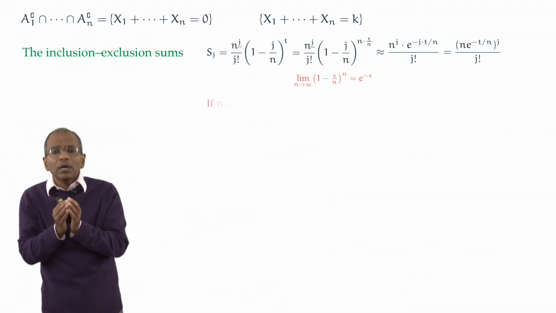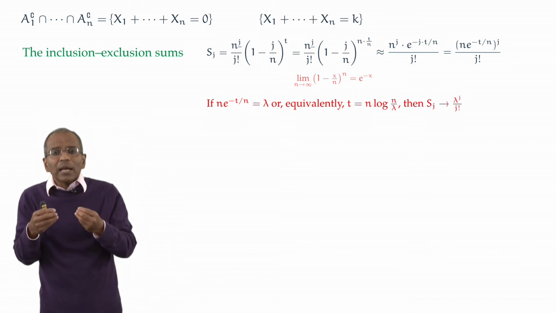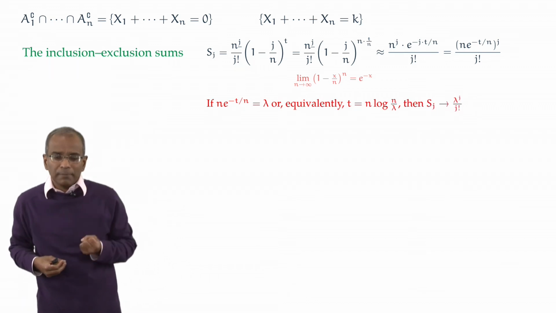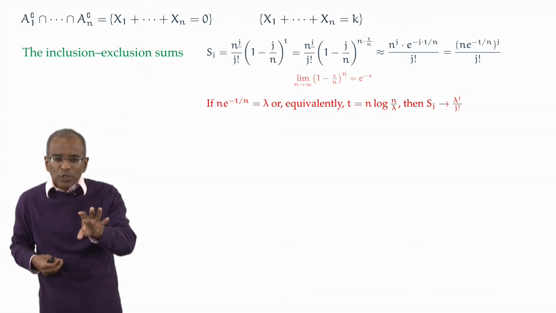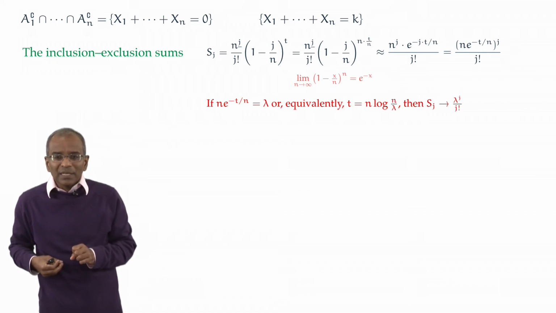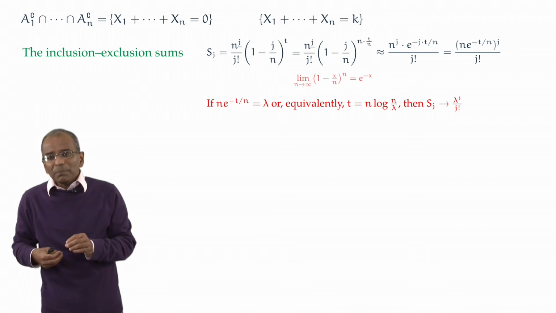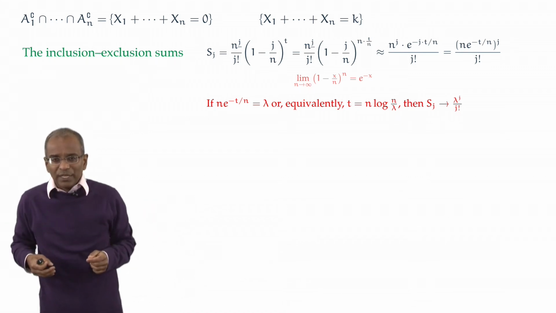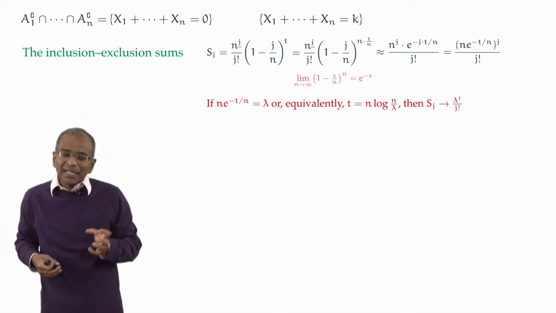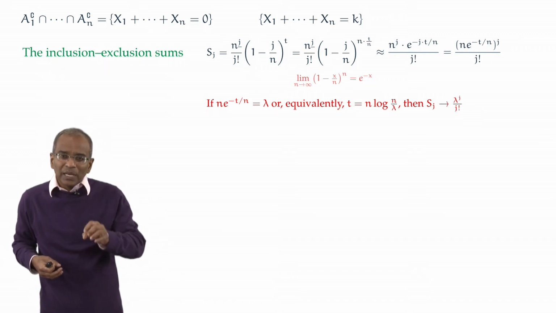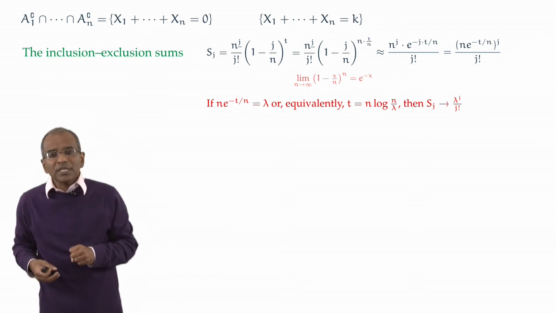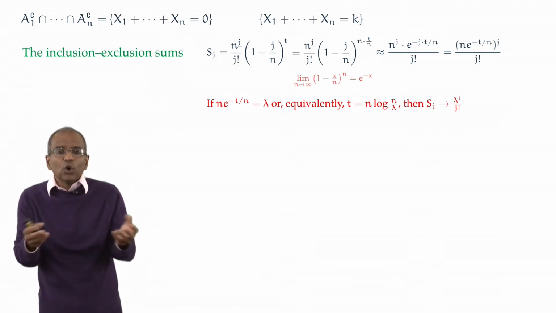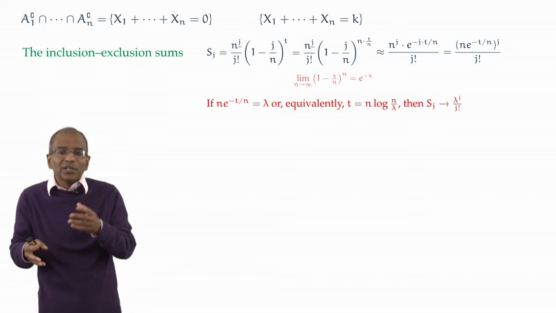And here we go. If n times e to the minus t over n is some given constant lambda. Remember, what do we have that we can play with here? Well, we can play with the number of purchases t. Remember, n is some large but fixed quantity. We can play with lambda. That's a constant I can choose. If I'm going to play with the number of purchases, let's rewrite this expression in terms of t by taking logarithms of the two sides and then reassembling things.